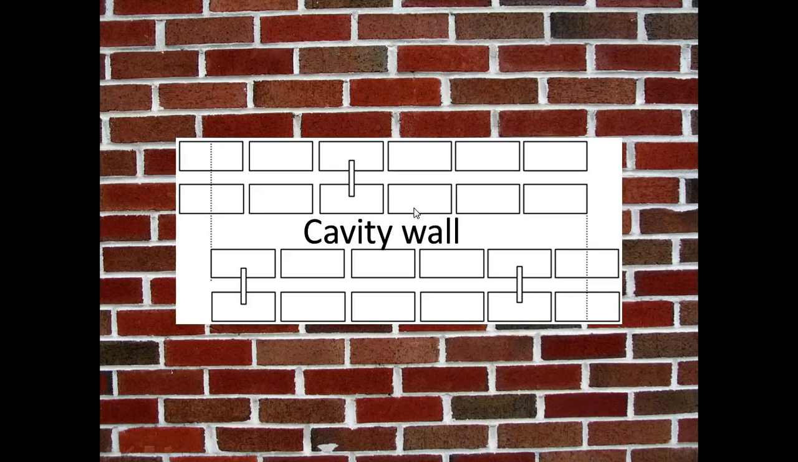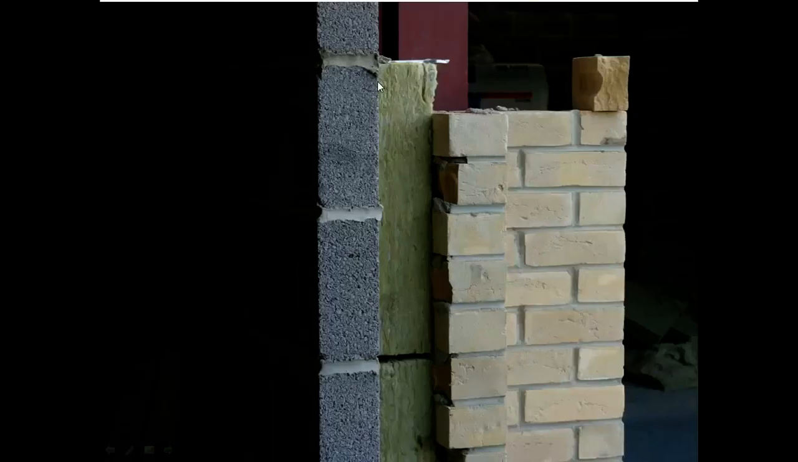It's a cavity brick wall. If you see a building that's sort of 10 floors high or bigger and you see that, you can be absolutely 100% sure that it's not a load-bearing wall and it's just a facade. Here's an example of a very typical cavity wall.